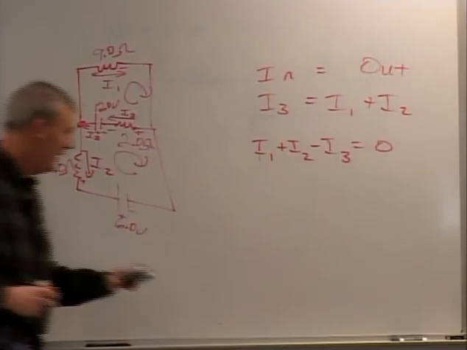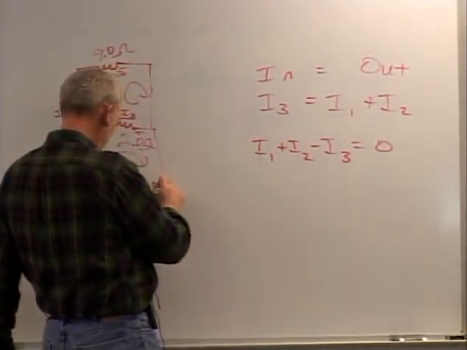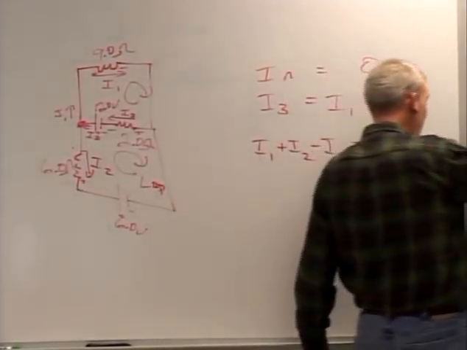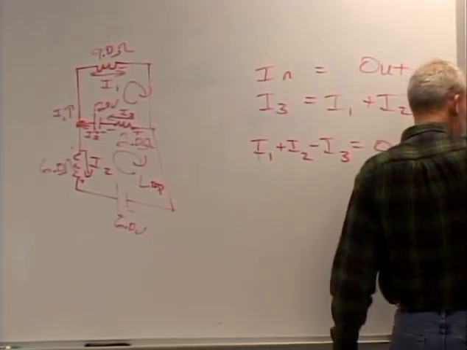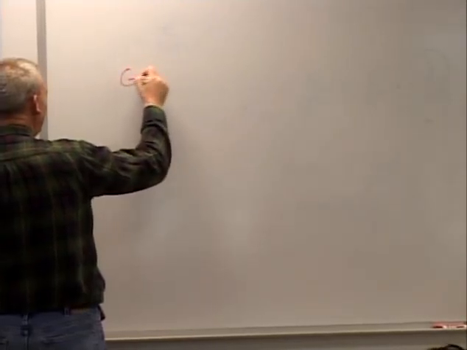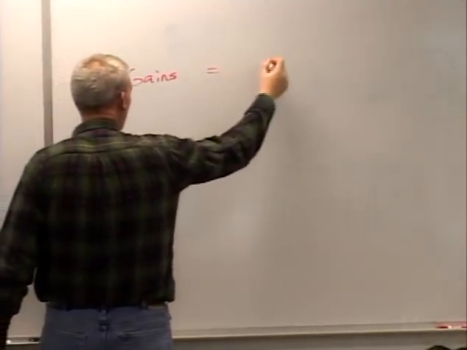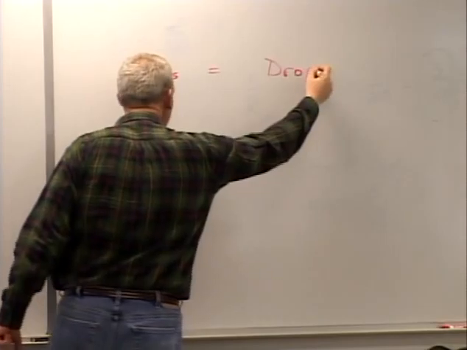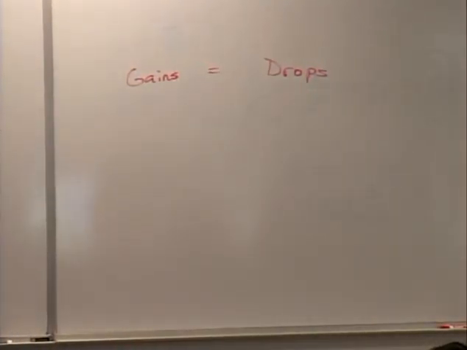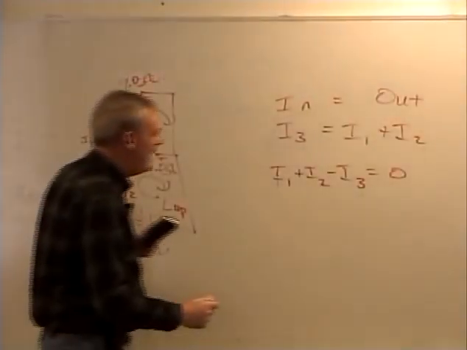All right. So now, let's look at loop one. What did I say about the loop? Gains equal drops. You can start anywhere on the loop that you want, but by convention, I usually start with the battery. I find a battery or a voltage, and I go from minus to plus, so that's a gain of 6 volts.